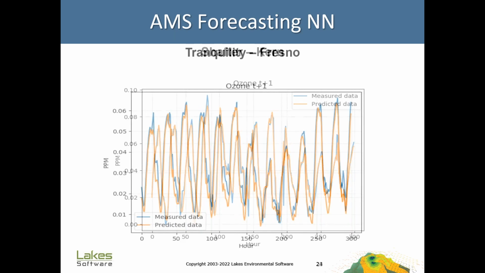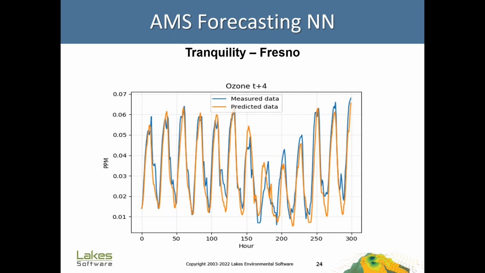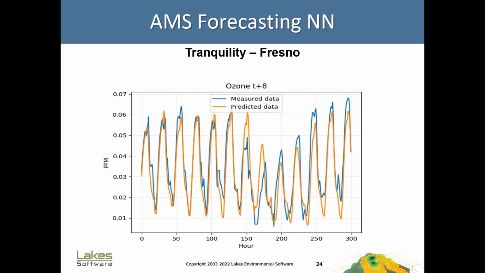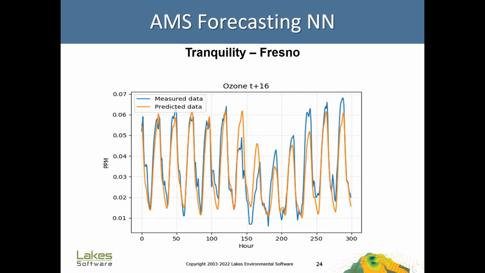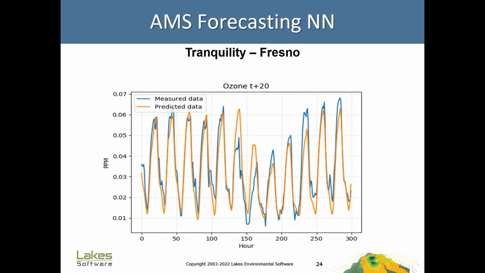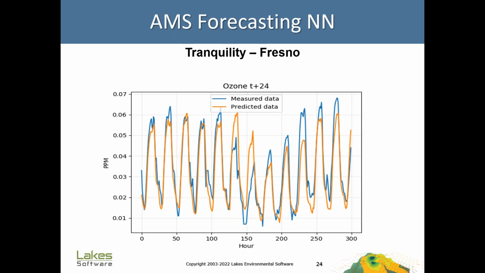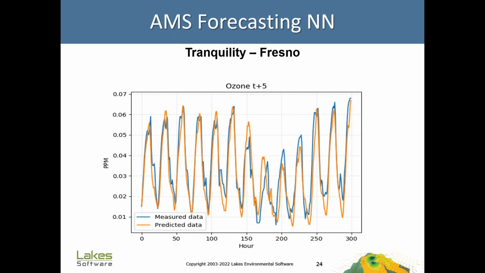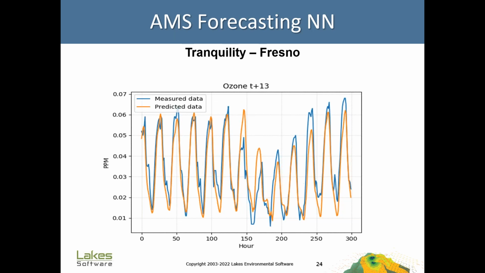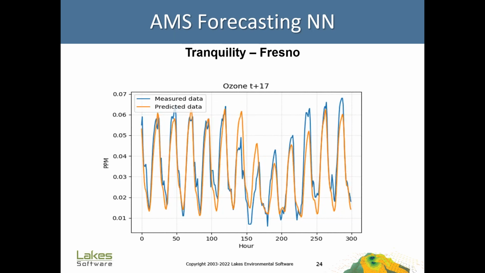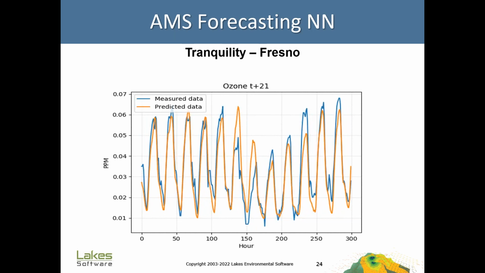So then they said, you cannot do Tranquility. Tranquility is doing even better. It is forecasting 24 hours ahead. The orange is predicted 24 hours ahead, and blue is when it was measured. Then we compare what we forecast 24 hours before with what's being measured. And for a 24-hour forecast, this is stunning.